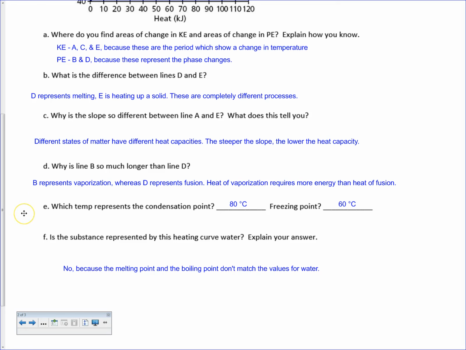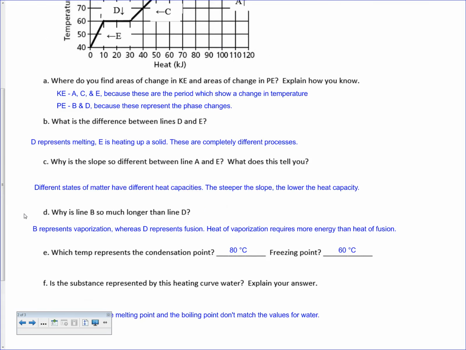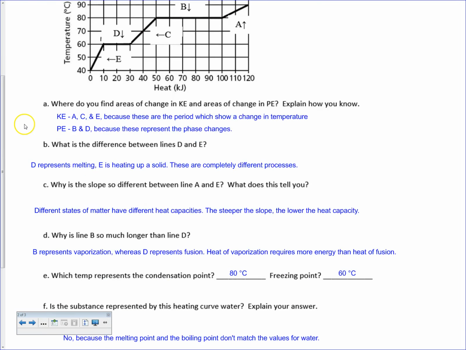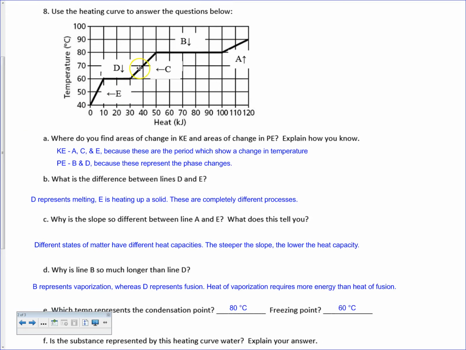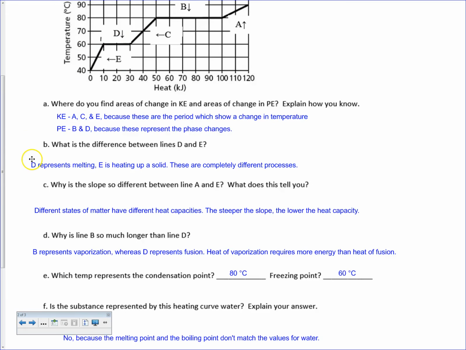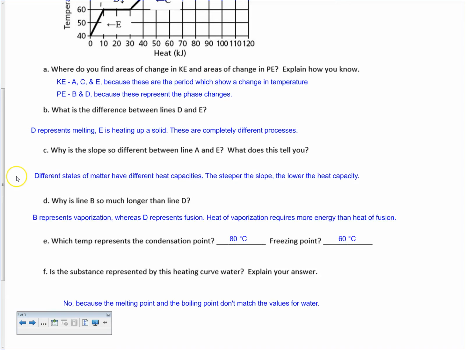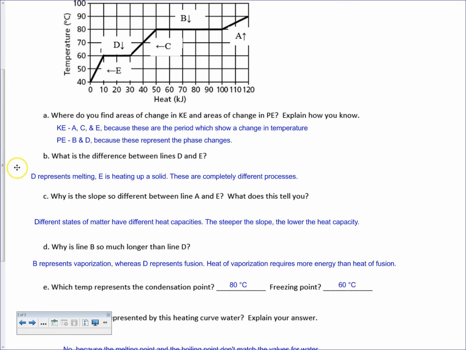This E down here says which temperature represents the condensation point. Condensation is going from a gas to a liquid, so that's going to be here. And then the next one says the freezing point. Freezing point is going from a liquid to a solid, so that's D. So you can just pull those temperatures directly off. And then we can tell this one's not water because it melts here at 60 degrees and has a boiling temperature of 80 degrees.